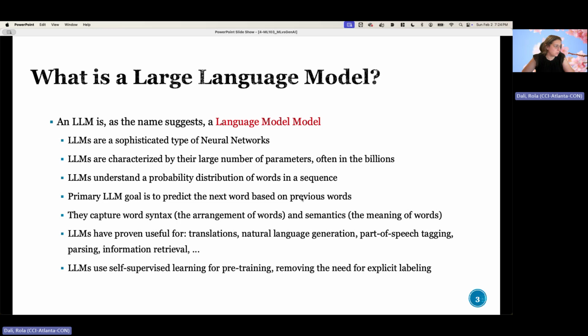based on previous words, and it can capture both the syntax, which is the arrangement of words, and the semantics, which is the meaning of words. And LLMs have proven useful for a lot of things, including translations, natural language generation, speech tagging, information retrieval. There's a lot of different use cases which we're going to look into. They use self-supervised learning for pre-training, which removes the need for explicit labeling. It's a really cool technique if you want to look under the hood, but this is out of scope for me.